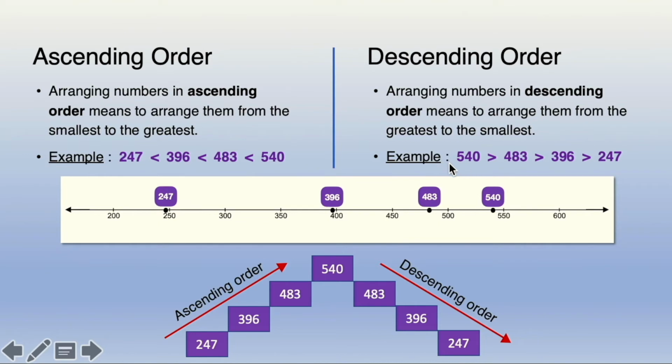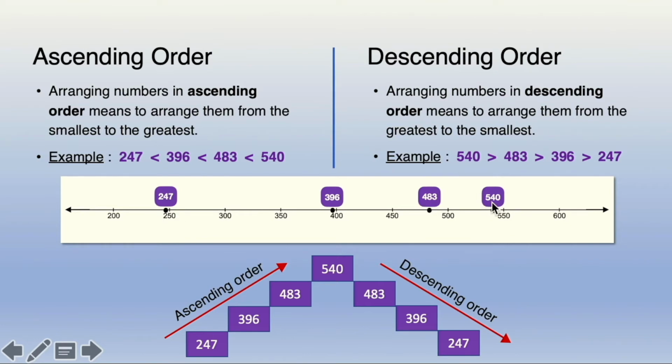Now, arranging numbers in descending order means to arrange them from the greatest to the smallest value. So over here we have the same set of 4 numbers and we have arranged them in the descending order, with the first number being the number which has the greatest value. And then the values go on decreasing, and this is the number with the least value. So along the number line, when we are arranging numbers in descending order, we are moving from right to left.